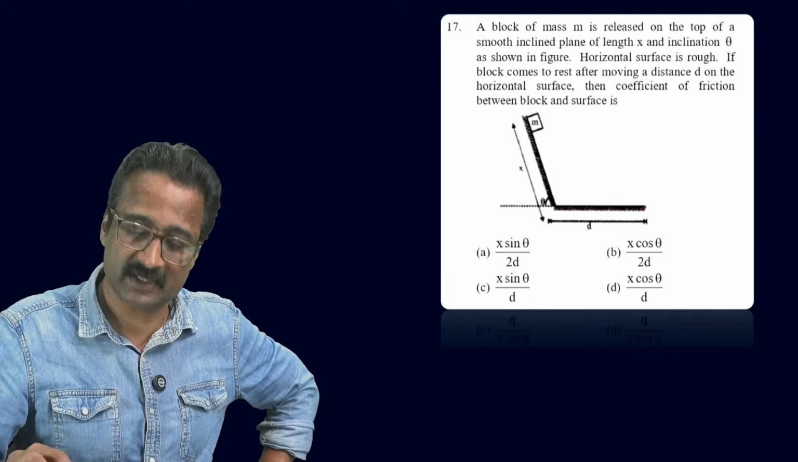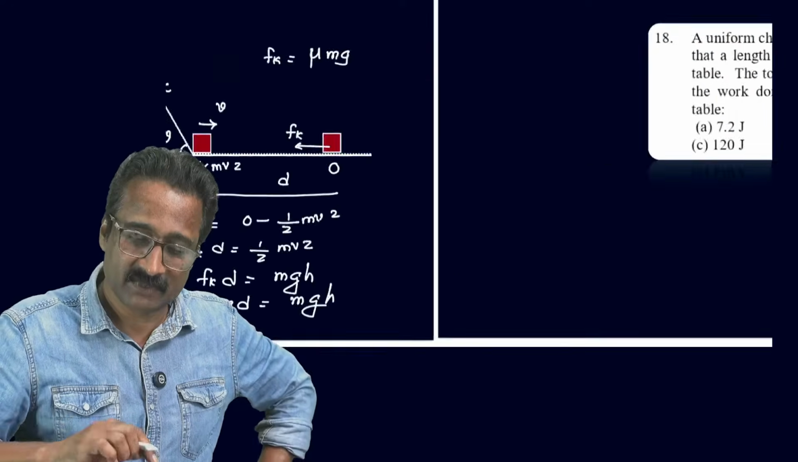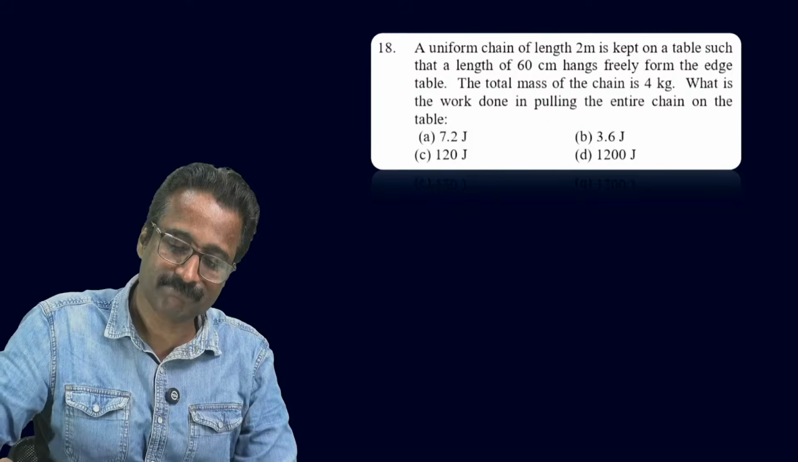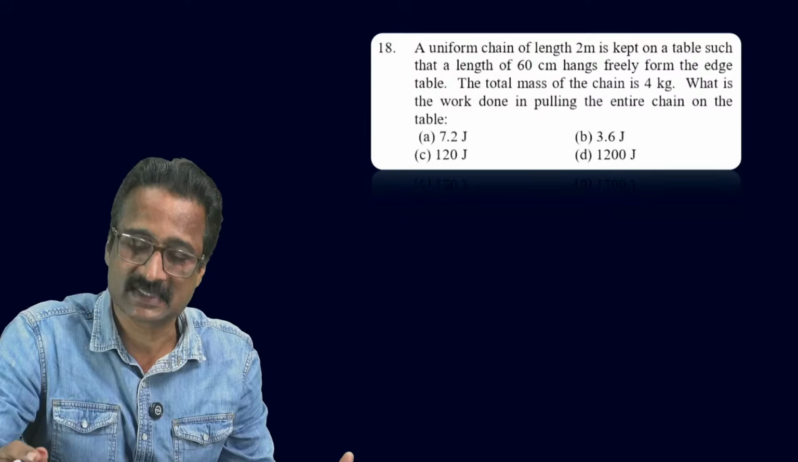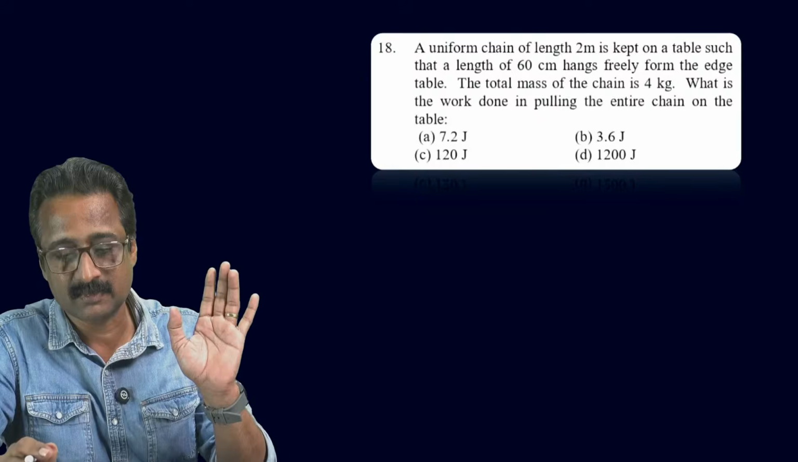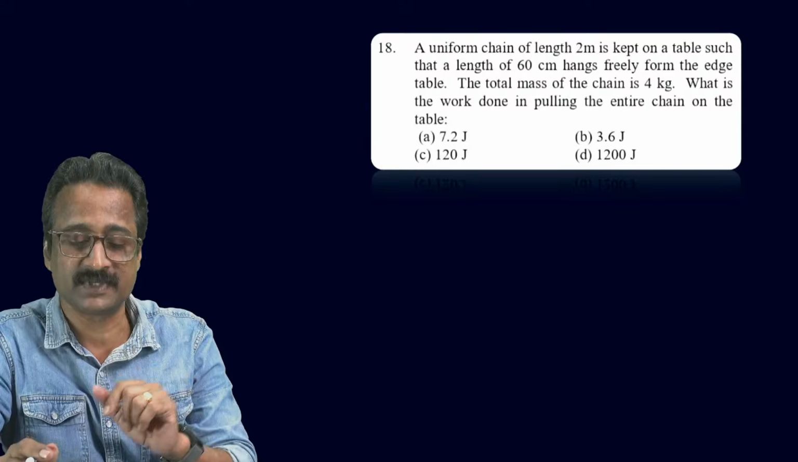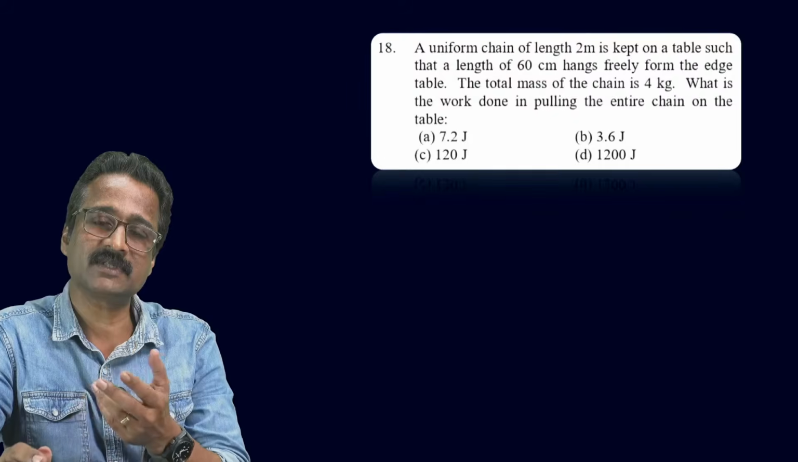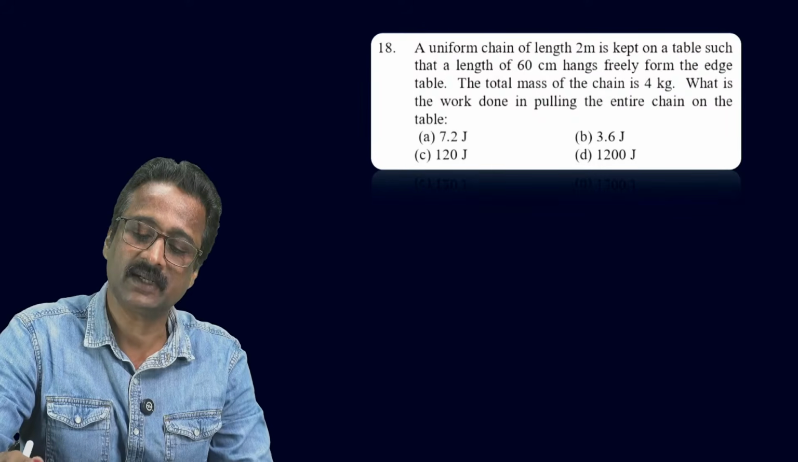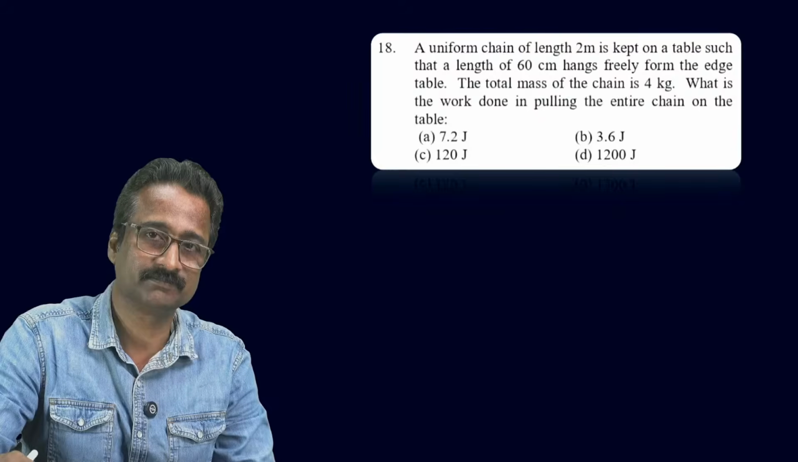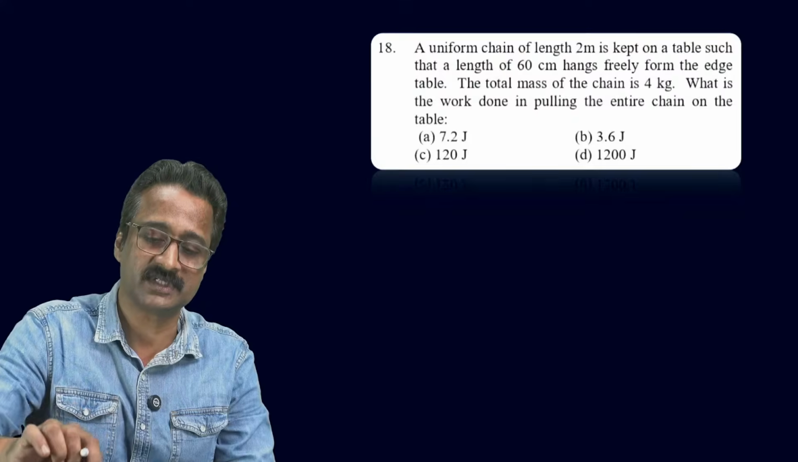That was 17. Okay, let me be fast. 18. A uniform chain of length 2 meters is kept on a table such that a length of 60 centimeters hangs freely from the edge of the table. The total mass of the chain is given to be 4 kg. What is the work done in pulling the entire chain onto the table? So part of the chain is hanging vertically and you are pulling the other end.